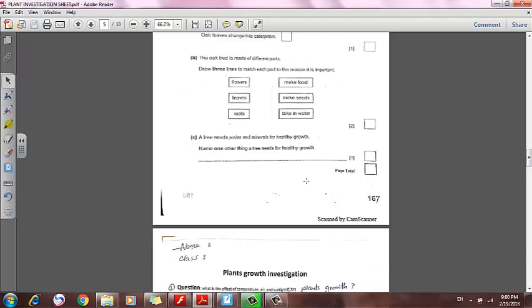Name one other thing a tree needs for healthy growth. Sunlight, warmth, which means warm temperature. Carbon dioxide. It can be any one of those.